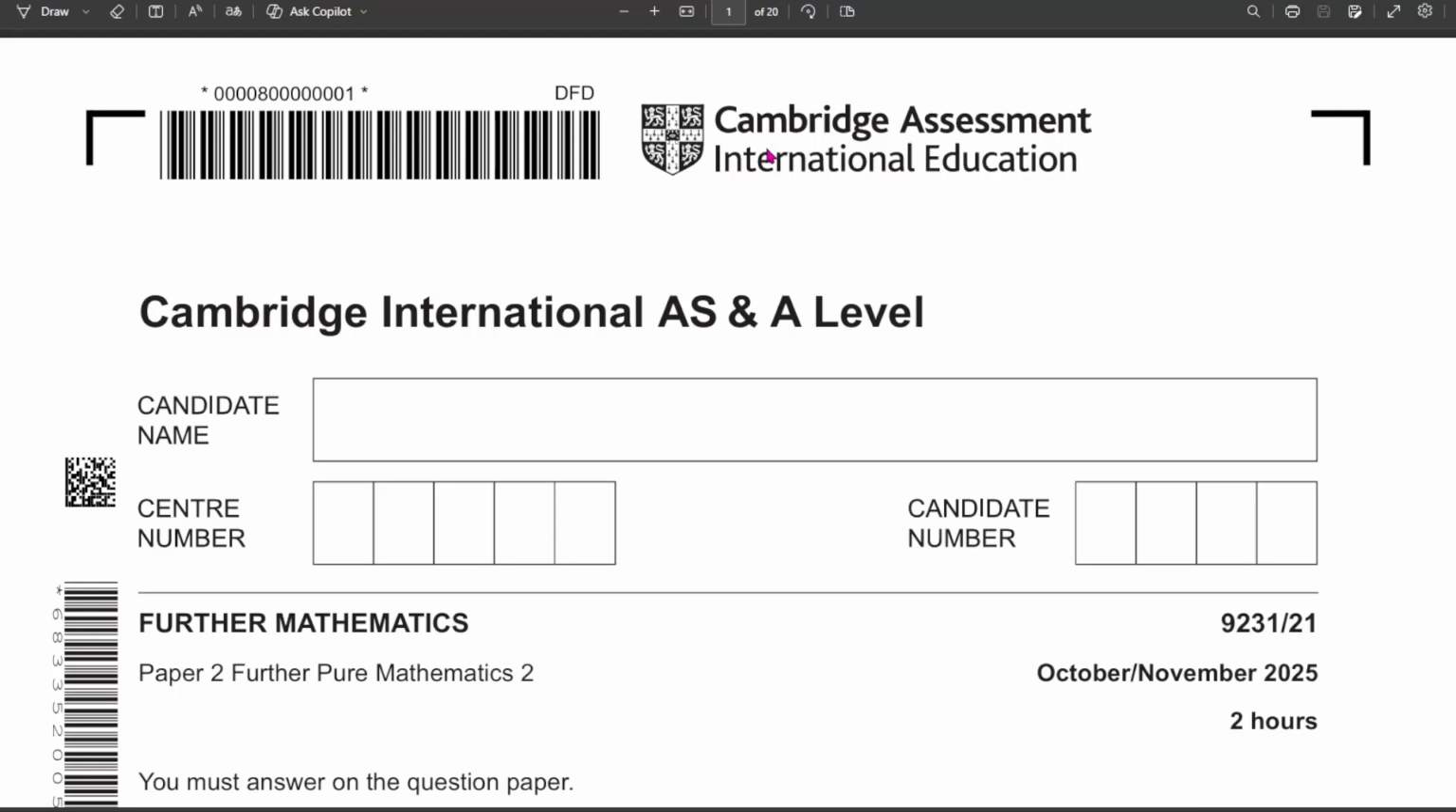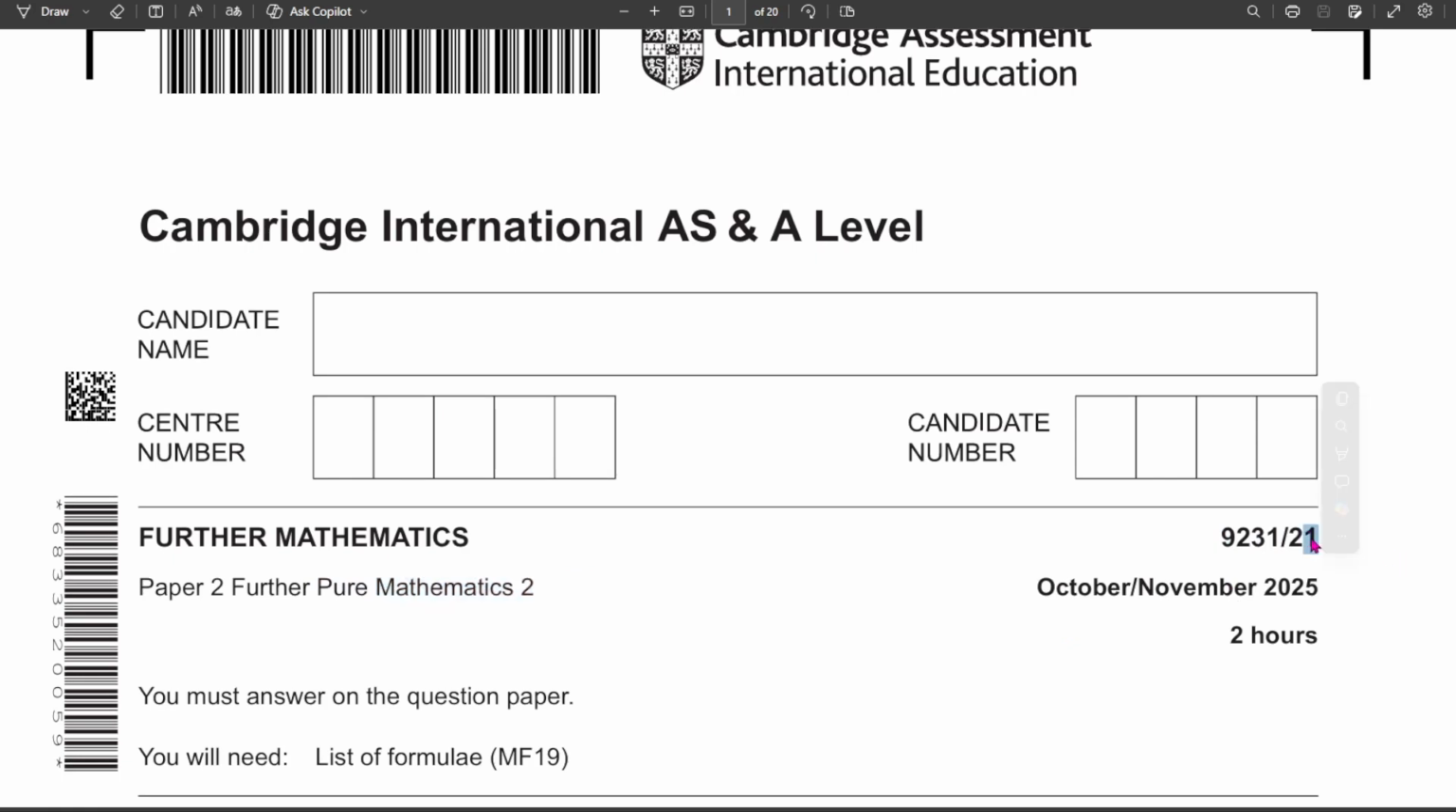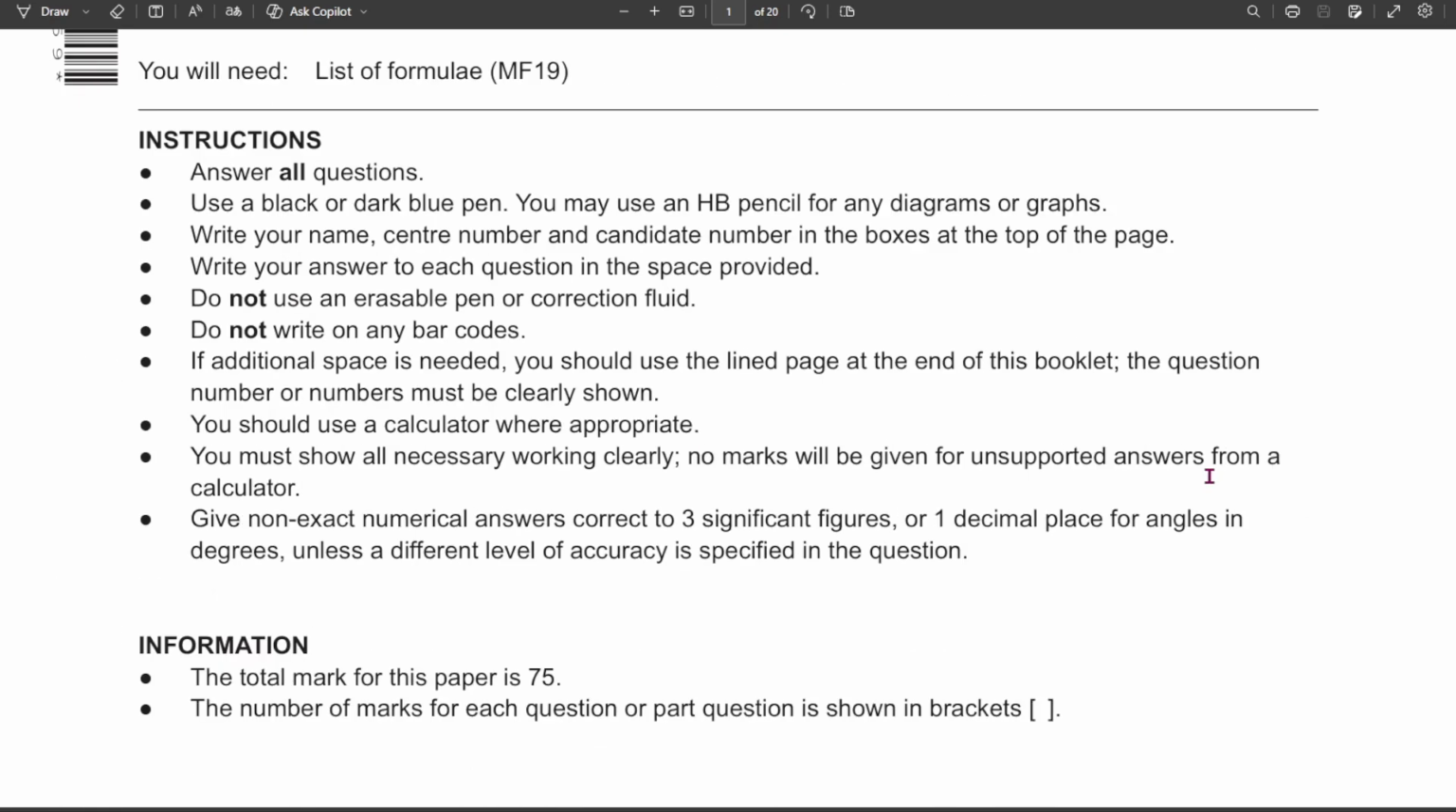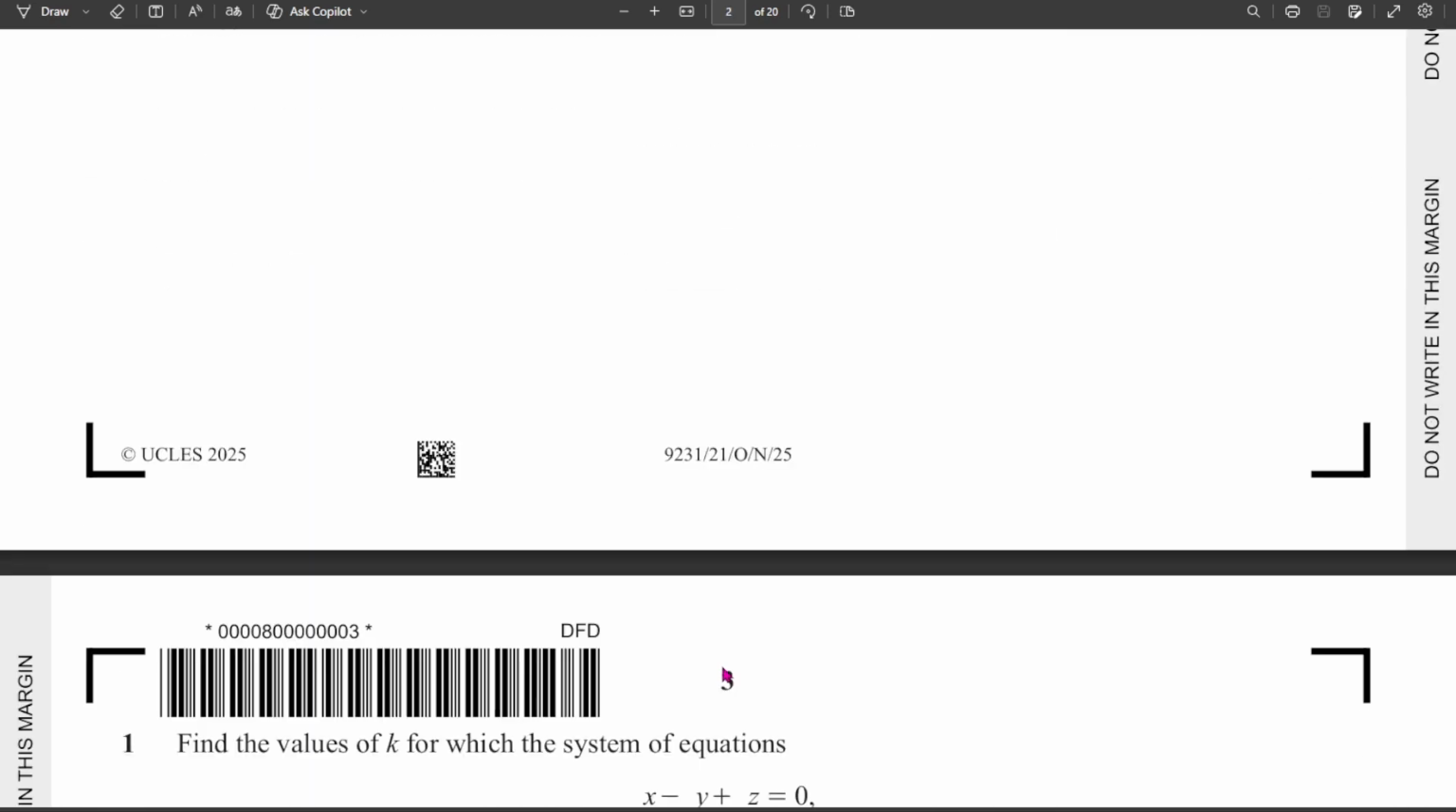Alright, hello, greetings. In this video, we'll go through the Cambridge A-Level Further Maths Syllabus Code 9231 and Component 2, the Further Pure 2 paper. And this is the variant one from the newly released October-November 2025 Winter Series. Okay, so we go for question 1.